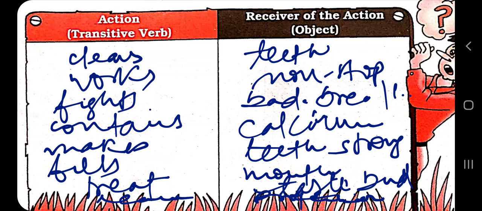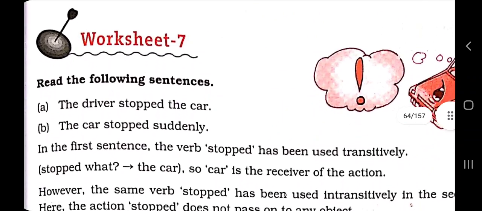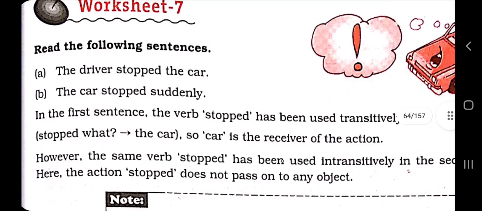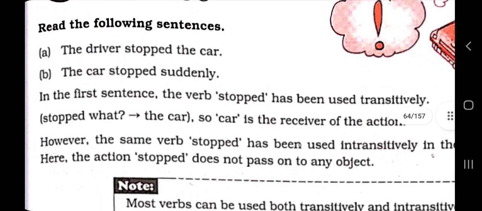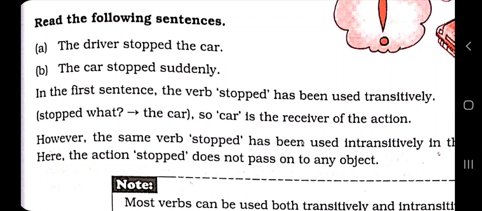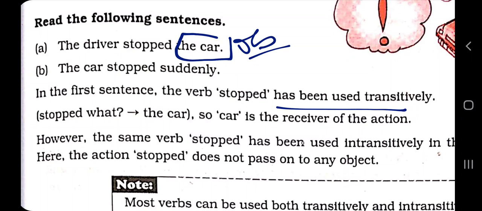Now let's move to the worksheet 7. Now read the following sentences. The driver stopped the car. The car stopped suddenly. Now see the difference in the two sentences. In the first sentence, the verb stopped has been used transitively. The driver stopped the car. Driver stopped what? The car. Means it has an object, so it is transitive. So the car received the action. Clear enough? Now, however, the same verb stopped has been used intransitively in the second sentence. In this sentence, the action stopped does not pass to any object. The car stopped suddenly.